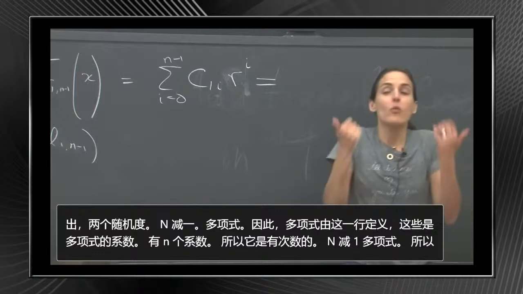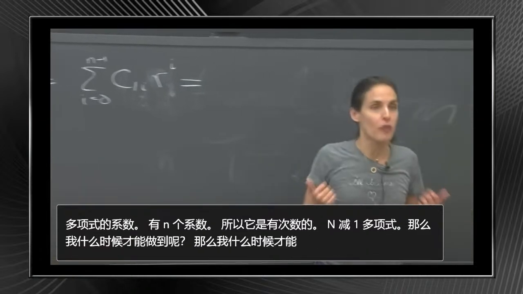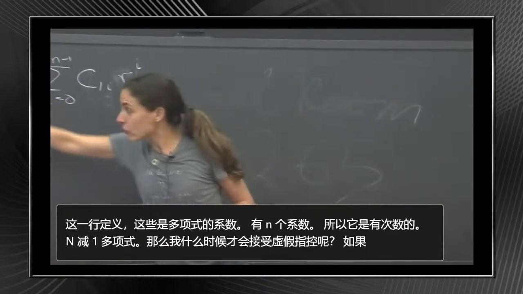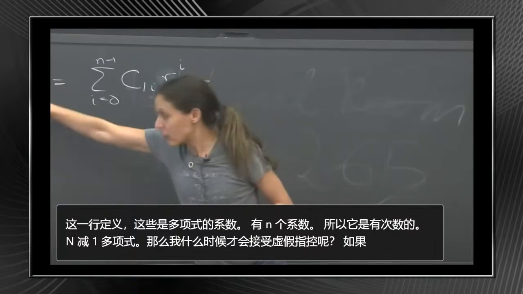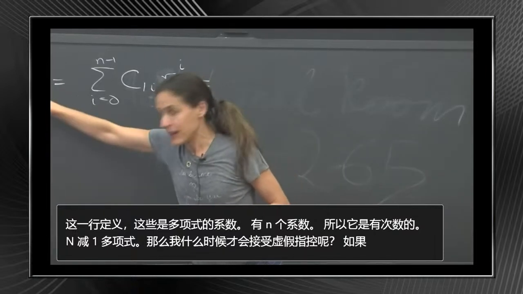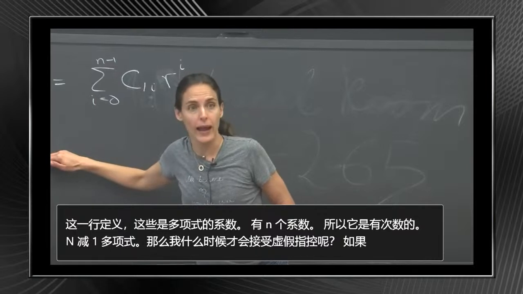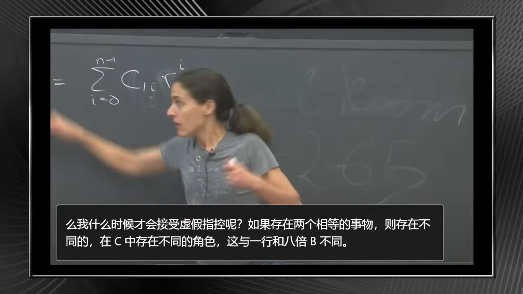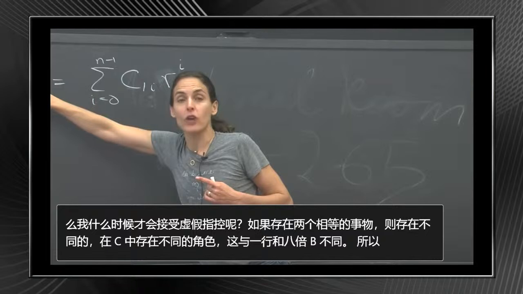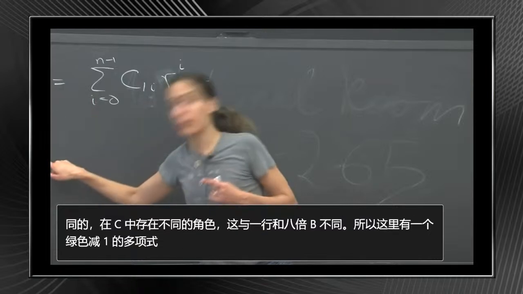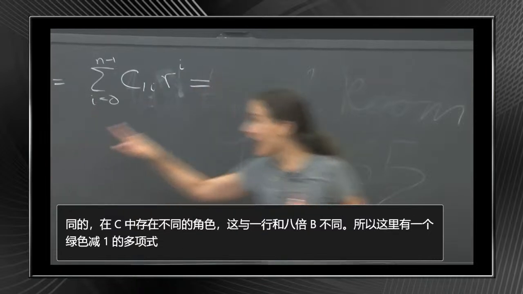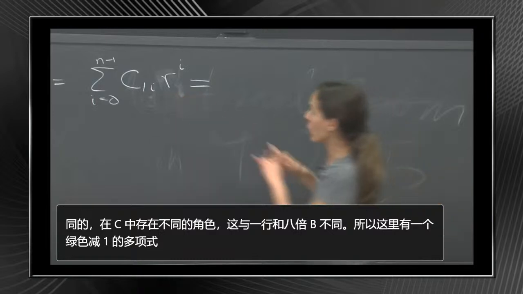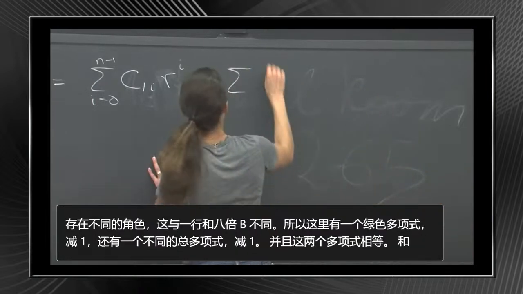So when would I accept a false claim? If there exists a row in C that's different from a row in A times B. So there exists a polynomial of degree n minus 1 here, and a different polynomial of degree n minus 1, and these two polynomials are equal on this R.